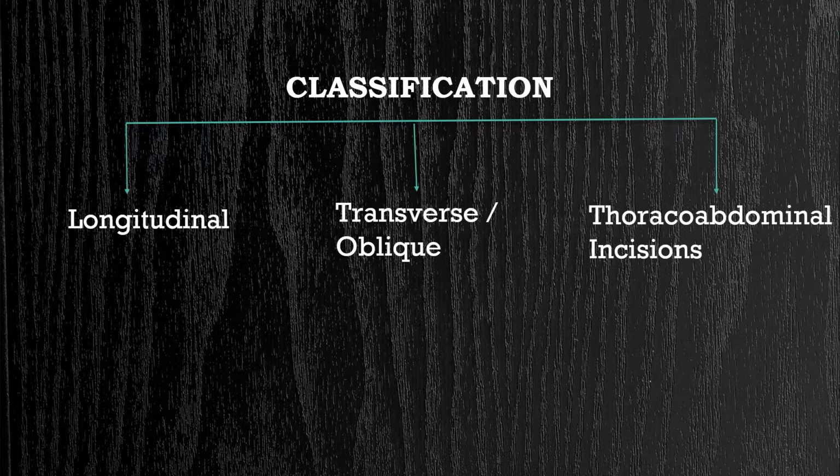Now coming to the classification of the abdominal incisions. There are longitudinal incisions, there are transverse or oblique incisions, and incisions that are not confined to the abdominal wall but extend into the thorax, which are called thoracoabdominal incisions. These are the different types of incisions that can be placed on the anterior abdominal wall. We will see each in detail.